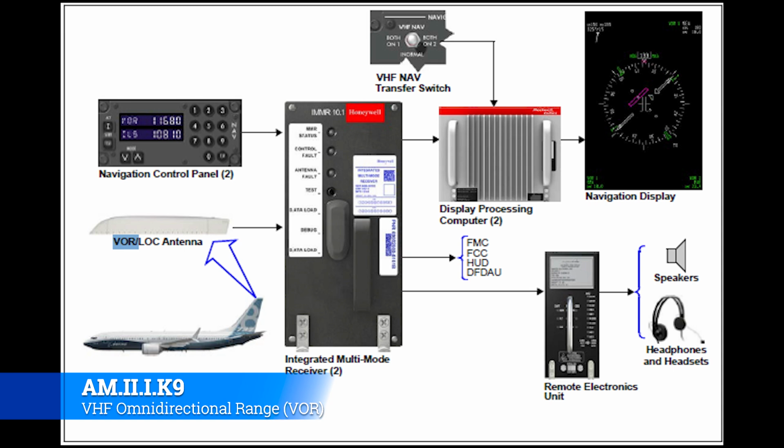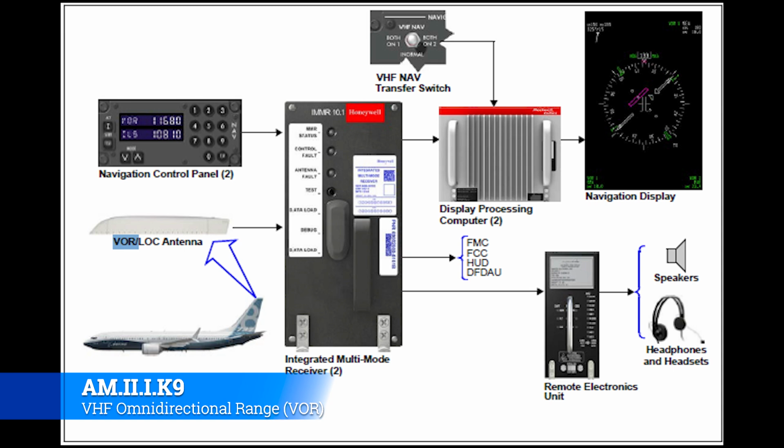But anyway, once it gets the VOR signal, it kicks it out to three places. We'll start with the bottom, the REU, which allows you to listen to the Morse code just like the ADF did, same concept. The other one, there's a whole host of things the VOR goes out to. The FMC is the flight management computer that allows you to say, this is where we are and where we want to go, and calculate fuel and runway length and all that good stuff. The FCC, I cannot remember what the FCC is off the top of my head. I'll come back to you on that one.